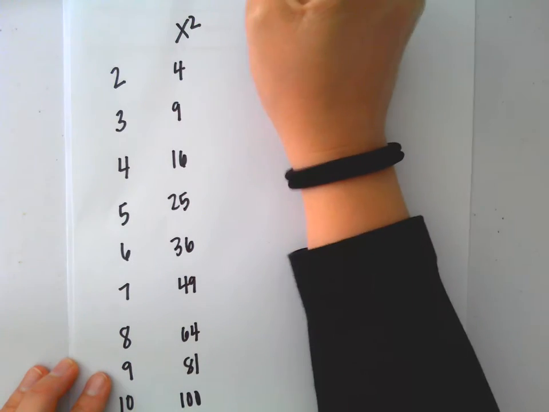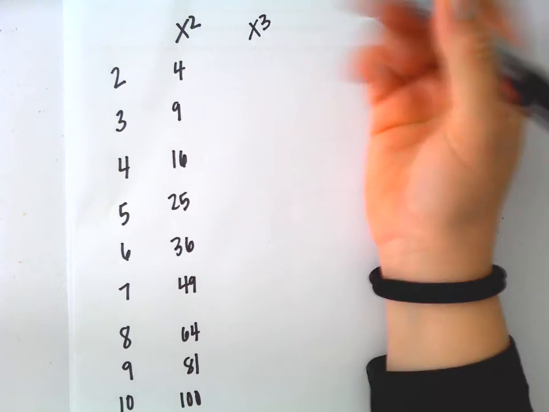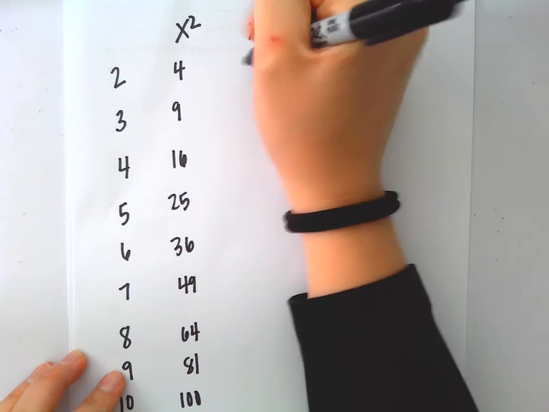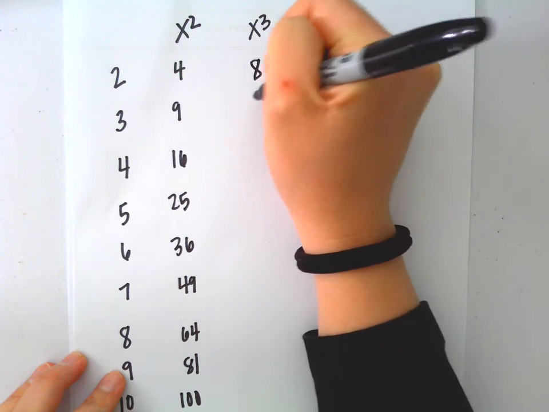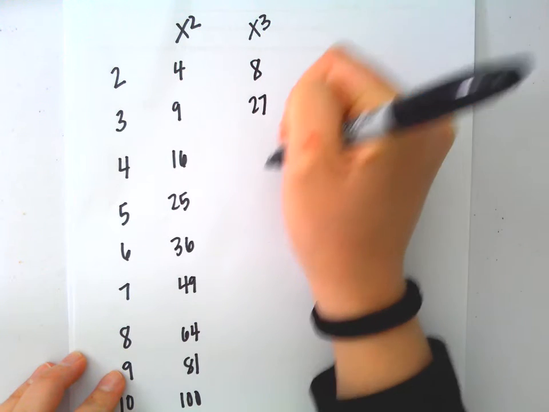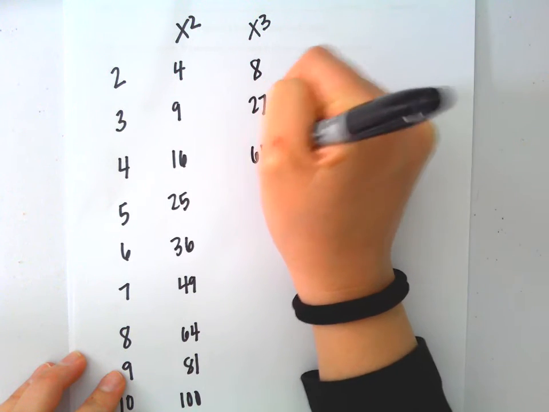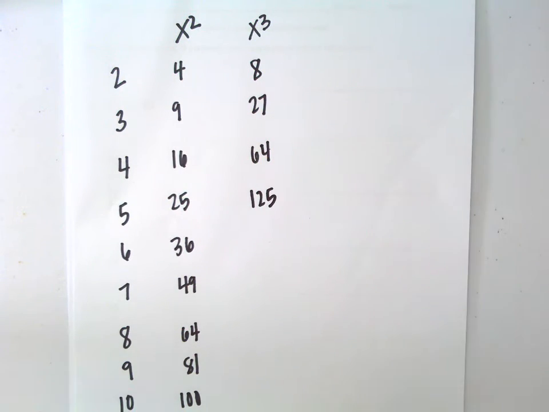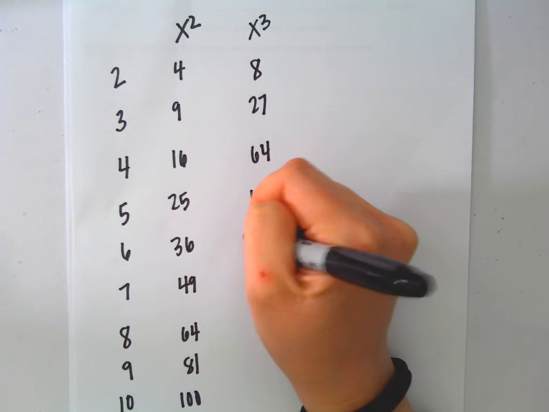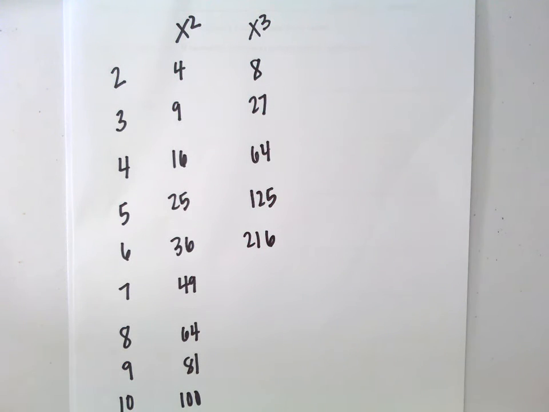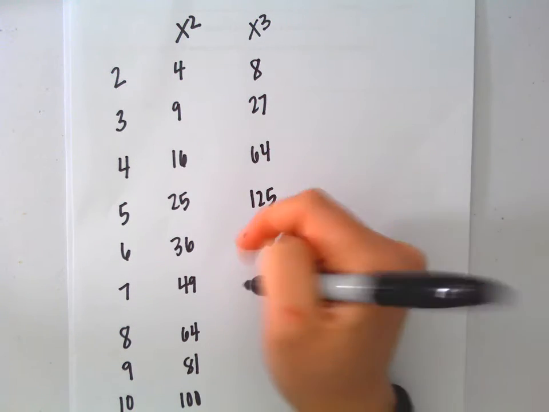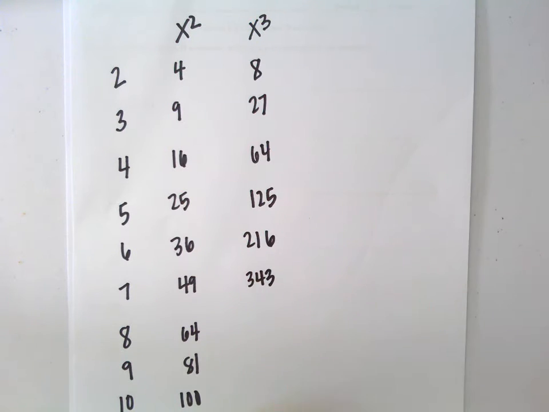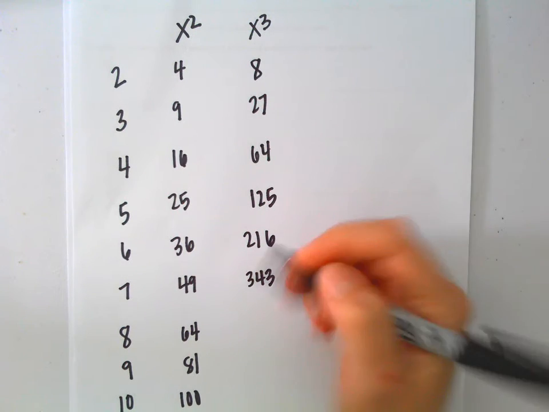And then x cubed, you don't really have to know all of these. The big ones you have to know. So 2 cubed is 8. 3 cubed is 27. 4 cubed is 64. 5 cubed is 125. 6 cubed, I don't know off the top of my head, but it's 216. And really, I would stop. You could fill in the rest, if you wanted to use that for the test.